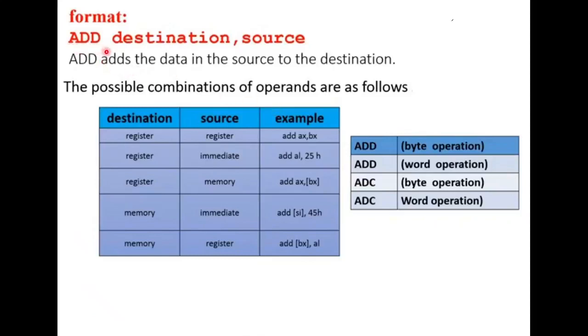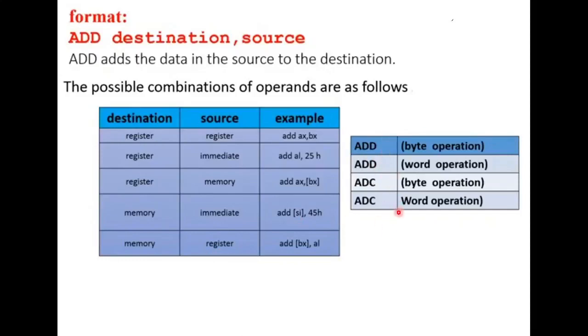Now see, this add instruction adds the data in the source to the destination, which means it will add source with destination, and the result will be stored in this destination only. Possible combinations of operands: register to register will be possible, register immediate will be possible, register memory will be possible, memory immediate will be possible, and memory register will be possible. Immediate will not come, and memory also will not come directly.